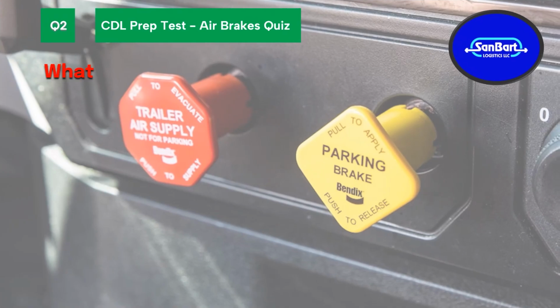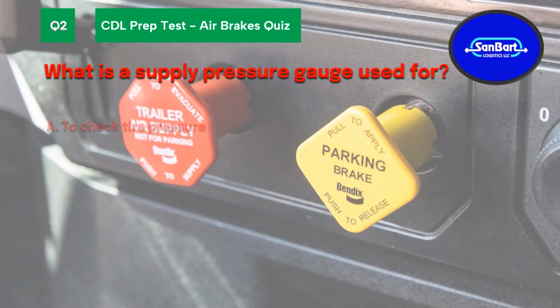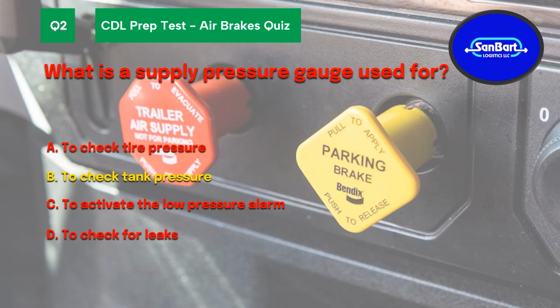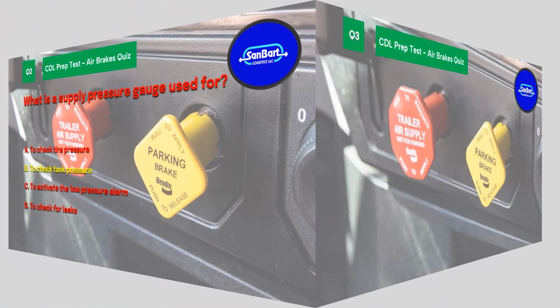Question 2. What is a supply pressure gauge used for? A. To check tire pressure. B. To check tank pressure. C. To activate the low pressure alarm. D. To check for leaks. The correct answer is B. To check tank pressure. Question 3.